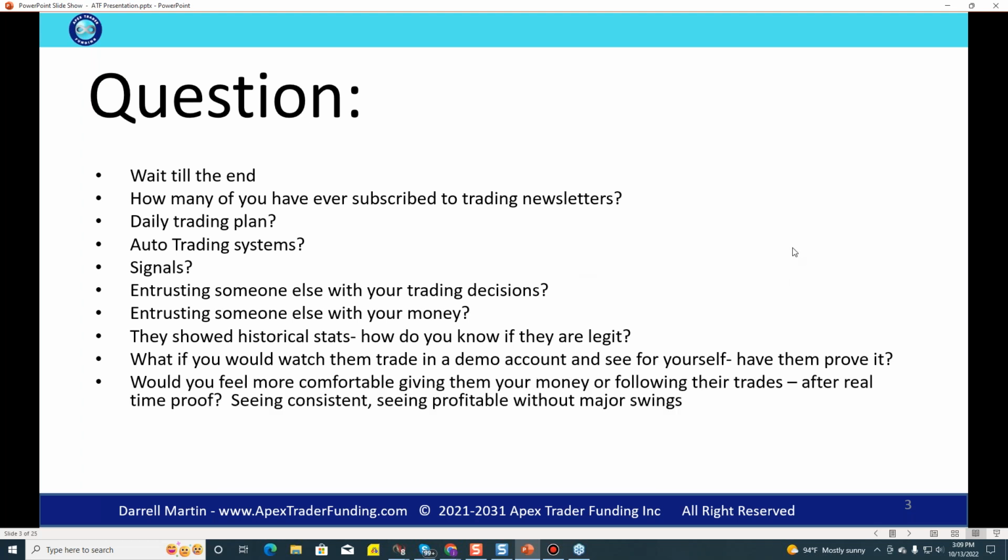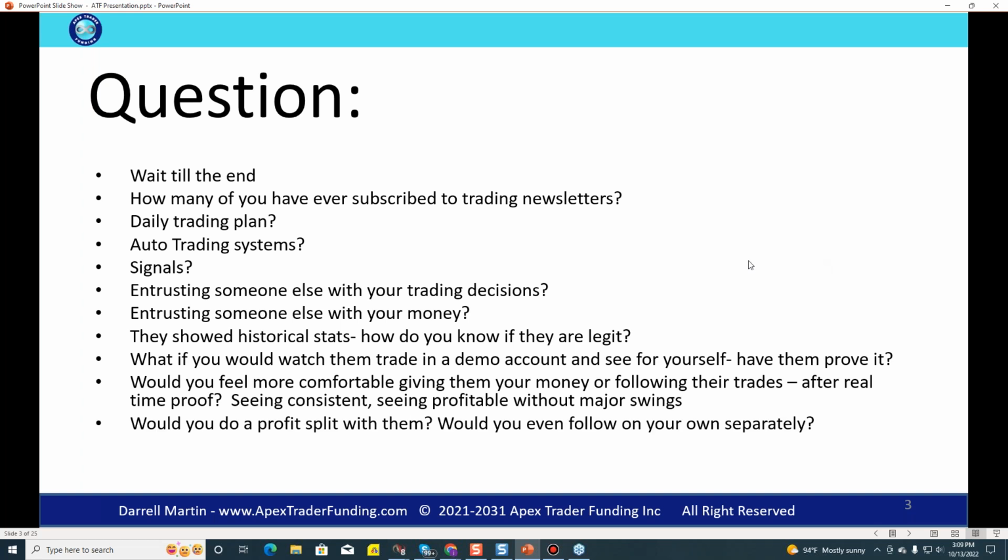You'd be a lot more comfortable giving that person money or following their trades after seeing that real-time proof, and seeing consistent, profitable trades even during major news announcements. We've all been there. And that's how it is with trader funding. That's what an evaluation account is all about. Here's a demo, sign up for an evaluation account, here are a couple of rules, and let's see if you can actually trade.